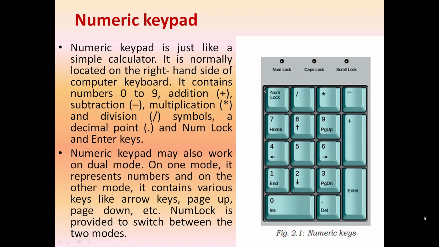It may also work on the dual mode. When we switch on the numlock button, a light will be displayed and numbers will be active. And on the other hand, when you switch off the numlock, the light will be off and the keys right arrow, left arrow, up arrow, page up and page down will be activated.